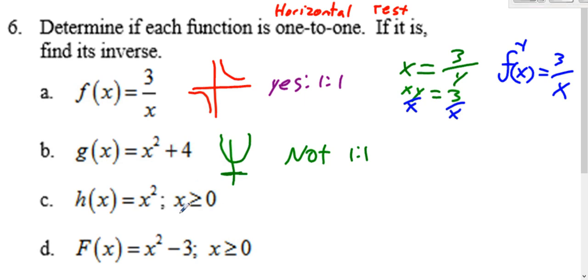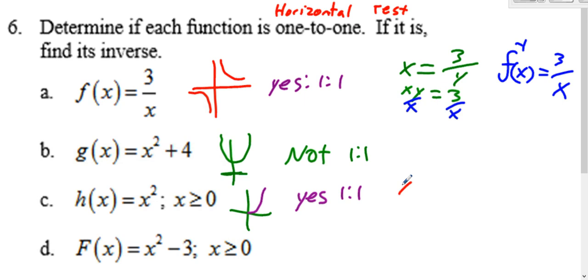So x squared, but x is greater than or equal to 0. That means that you're only graphing x greater than or equal to 0, which would be only half of a parabola. When it's limited to only the right side of the parabola, it's 1 to 1. Yes, it's 1 to 1. So that means you can find the inverse.